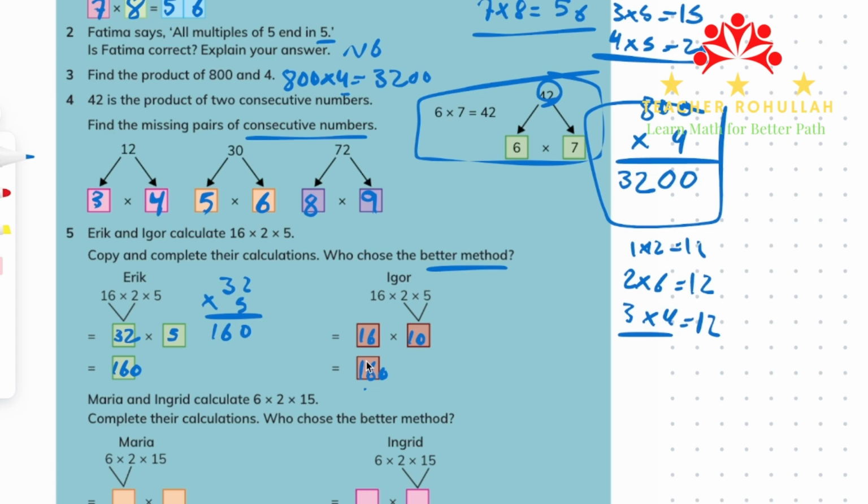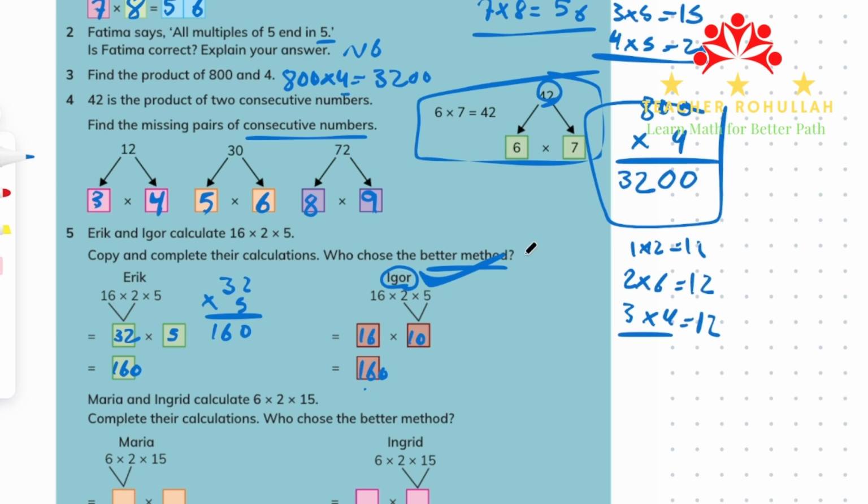So here for me, the better method is Igor's one. Why? Because the calculation for this method is easier. We see that for Eric's calculation, we couldn't do without using this column calculation for multiplication. But here, without any calculation, we found the answer. So in this case, we can say that Igor's one is the better method.